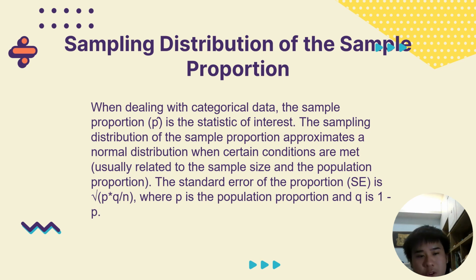Sampling distribution of the sample proportion. When dealing with categorical data, the sample proportion, which is p-hat, is a statistic of interest. The sampling distribution of the sample proportion is approximately normal when certain conditions are met, like we mentioned before. The standard error of the proportion, SE, is equal to the square root of p times q over n, which you can see from the formula sheet, where p is the population proportion and q is 1 minus p. So if p is 40, q will be 1 minus 40, which is 60.